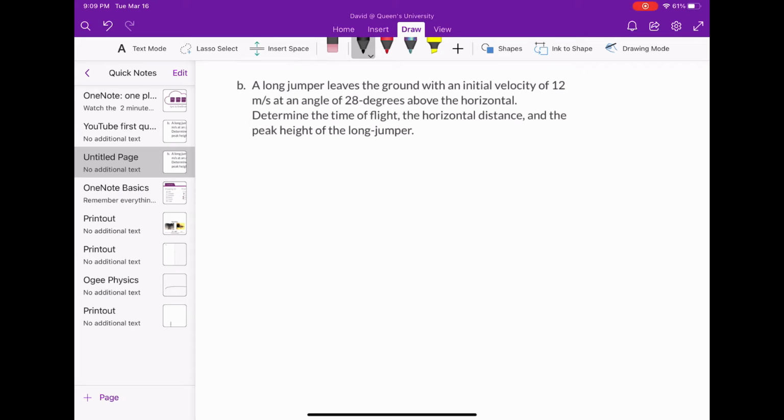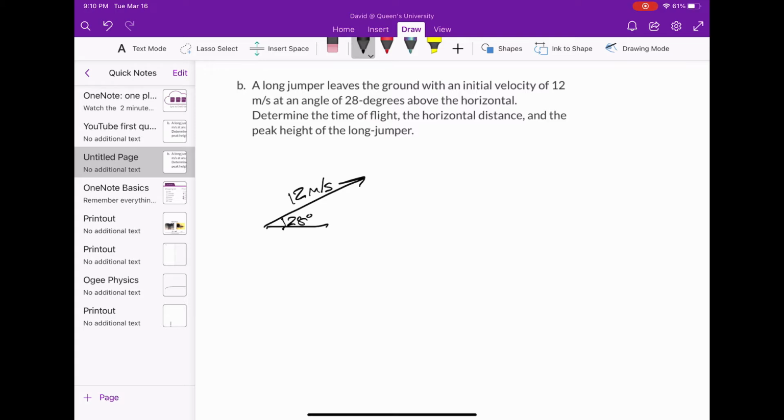Hi everyone. So today's question is going to be a long jumper who leaves the ground with an initial velocity of 12 meters per second at an angle of 28 degrees above the horizontal. First thing we can do is draw that takeoff. 12 meters per second, 28 degrees above the horizontal.